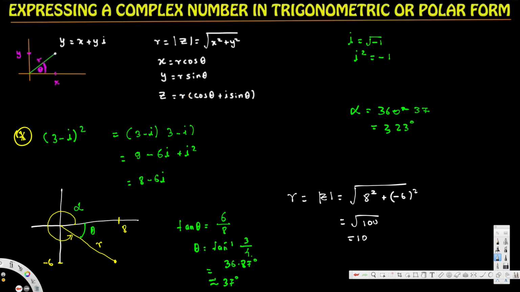Finally we will express our answer like this, like given here: c is equal to r times the bracket of cos theta plus i sin theta. So here we have c is equal to r, the length, that is 10, and the angle is 323 degrees. So 10 times cos 323 degrees plus i sin 323 degrees, and that's going to be our final answer.